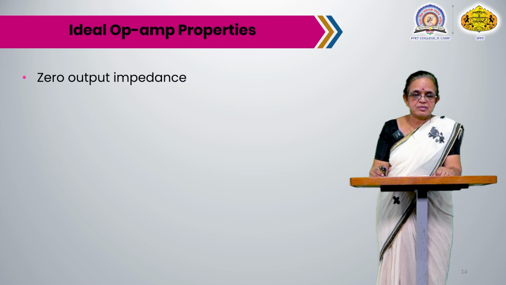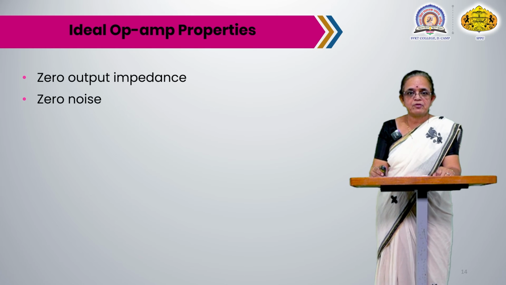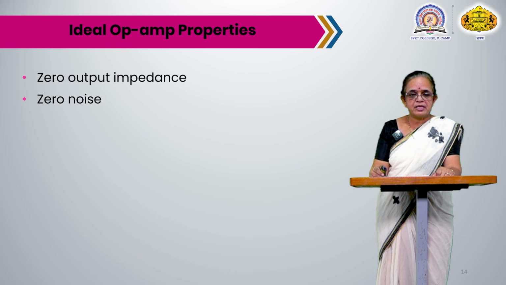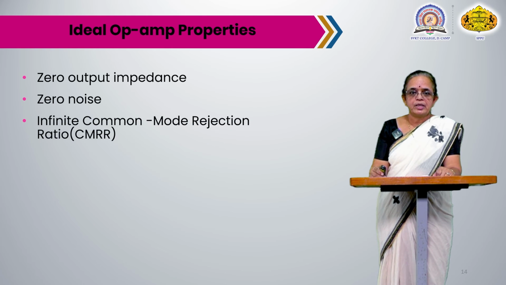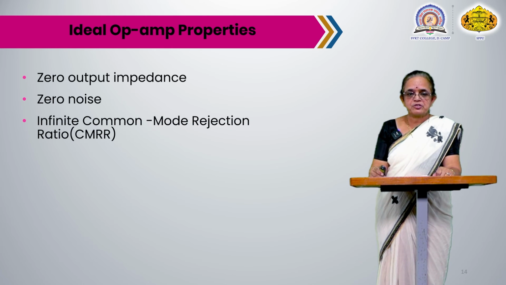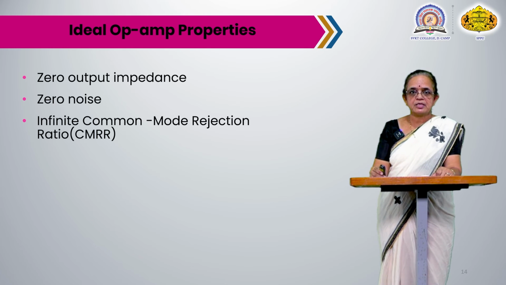Zero output impedance. Output impedance is 0, therefore there is no loading effect in the operational amplifier. Zero noise. Noise means unwanted or stray voltage, and there is no unwanted voltage in an ideal operational amplifier, and therefore the property is zero noise. Now infinite common mode rejection ratio. We have seen the common mode rejection ratio is AD upon ACM. ACM is equal to 0, and therefore CMRR is infinity.